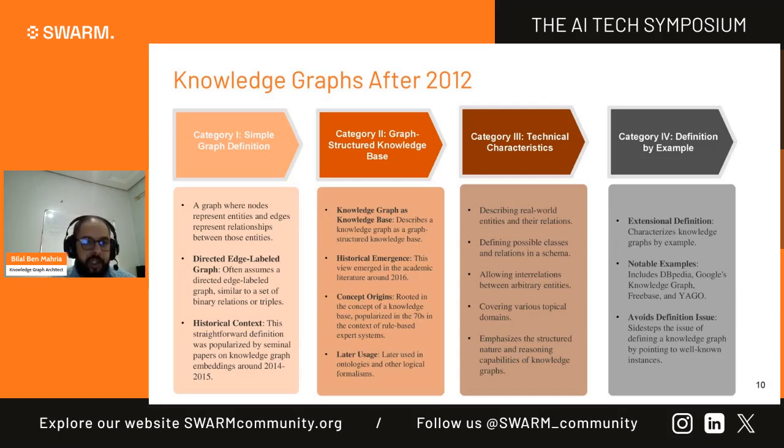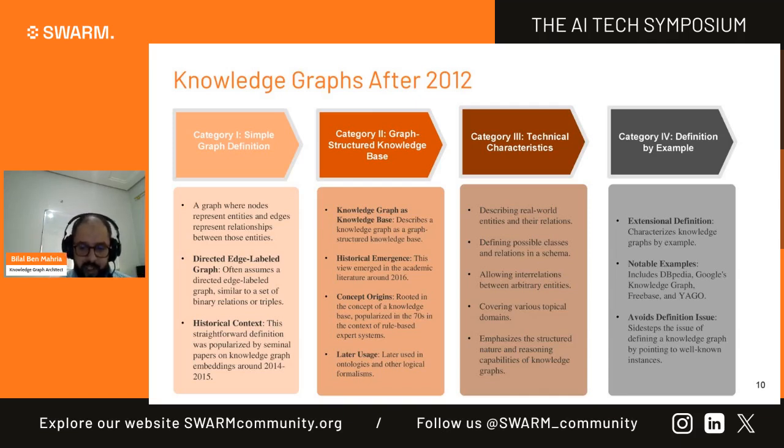However, it raises crucial questions. For example, how is a knowledge graph different from the traditional graph or plain old graph? And where exactly does the knowledge come into play? And then we have category 2, which takes it further by defining a knowledge graph as a graph-structured knowledge base. So here, the terms knowledge graph and knowledge base were used interchangeably, and this definition connects to the older concept of the knowledge base.